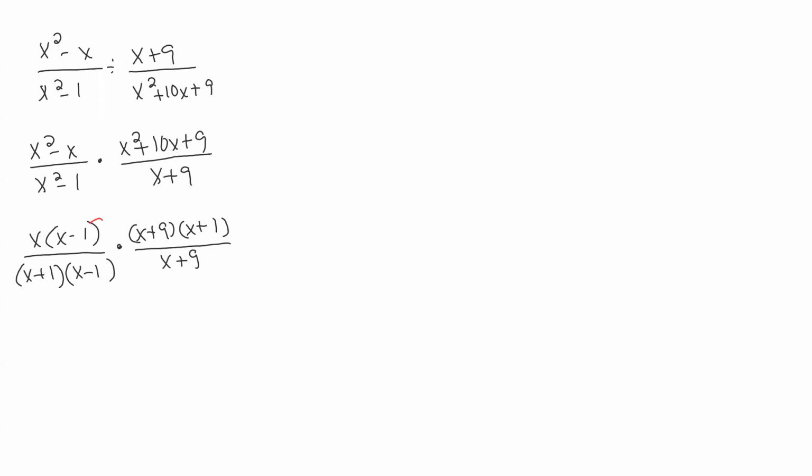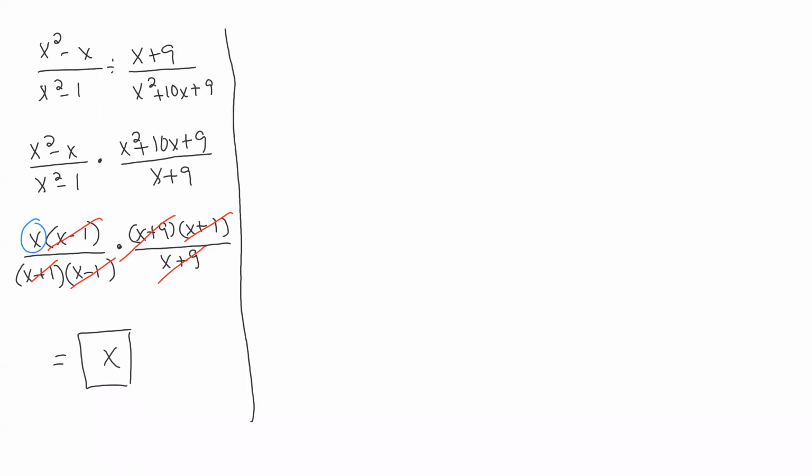Now, let's see, will anything cancel? I have an x minus 1 in the top and the bottom. I have an x plus 1 in the top and the bottom. I have an x plus 9 in the top and the bottom. So really, the only thing that's left is x. So that would be your final answer. All right.